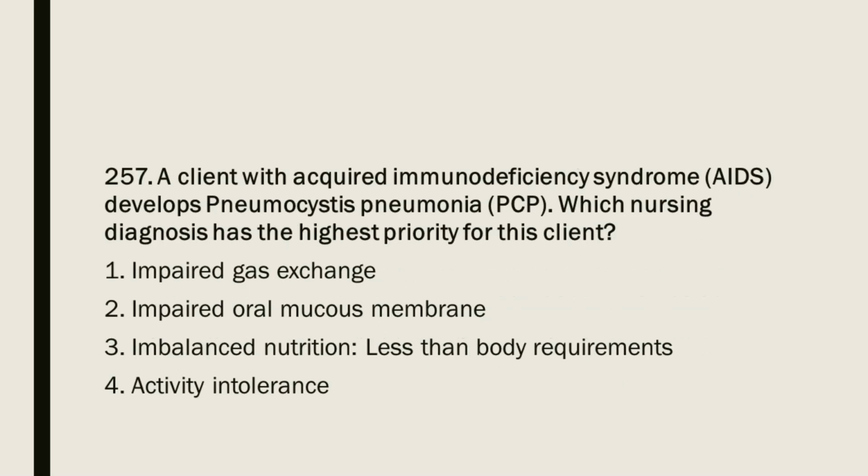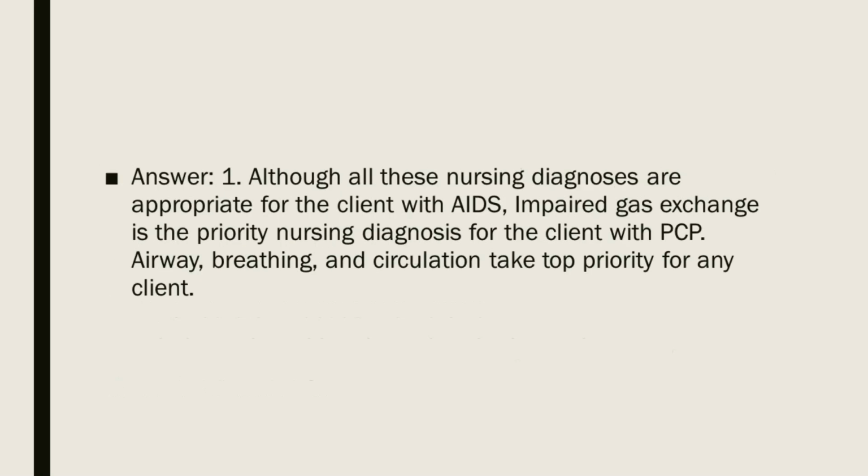257. A client with acquired immunodeficiency syndrome, AIDS, develops pneumocystis pneumonia, PCP. Which nursing diagnosis has the highest priority for this client? 1. Impaired gas exchange. 2. Impaired oral mucous membrane. 3. Imbalanced nutrition, less than body requirements. 4. Activity intolerance. Answer: 1.